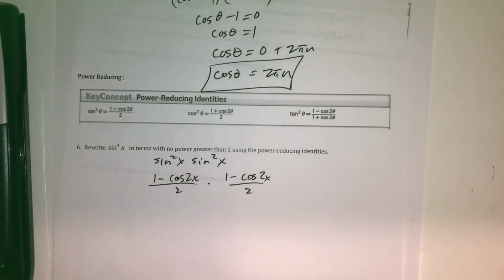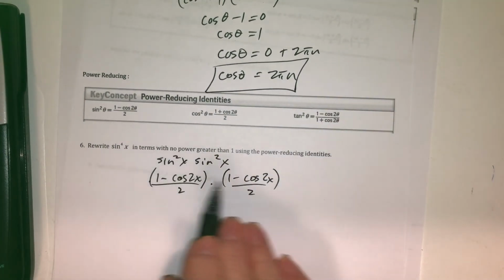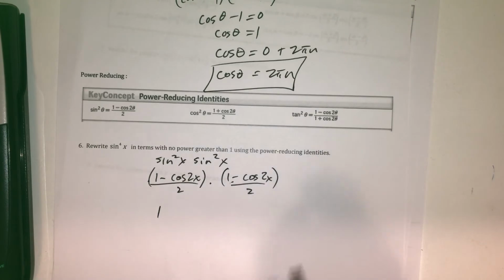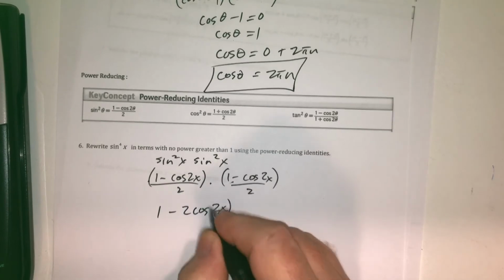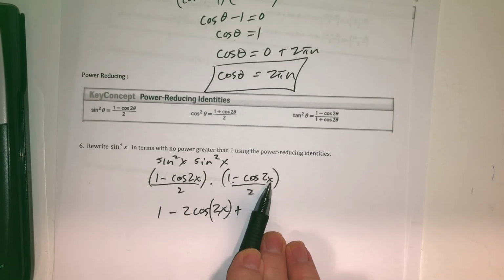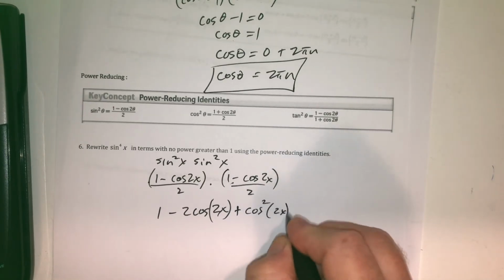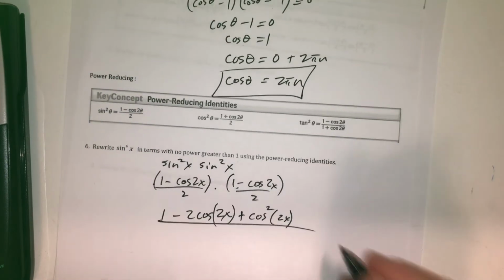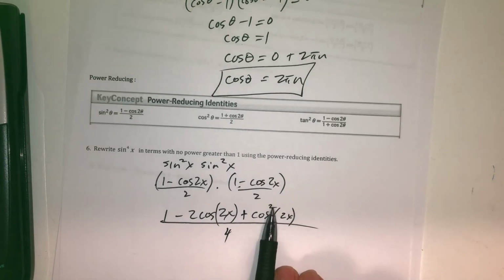let's go ahead and multiply those numerators. All right, let's do that first. This times this is 1. The outer product is negative cosine of 2x. The inner product is the same, so that's 2 of those. Okay. Plus, when I multiply the cosine of 2x times the cosine of 2x, that's the cosine squared of 2x. And now we have to divide that by 4. All right, so we still have a power greater than 1, that being this power right here.